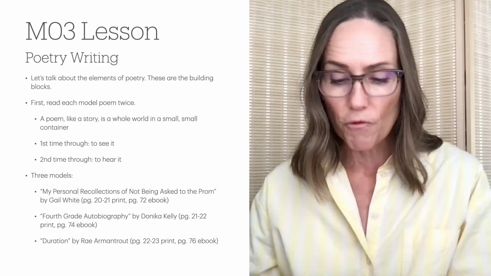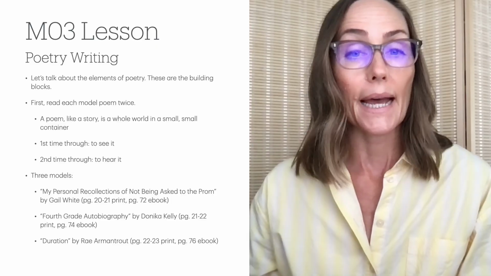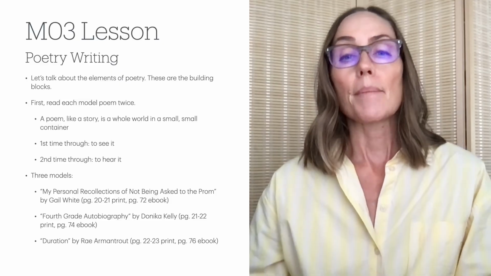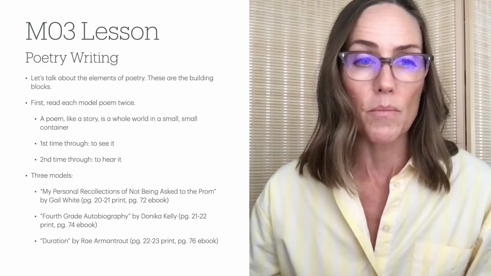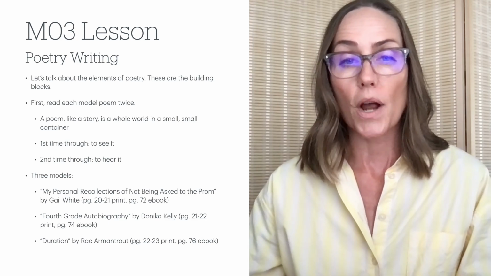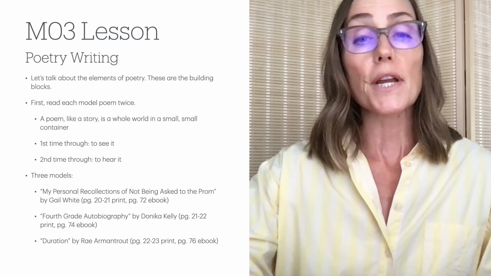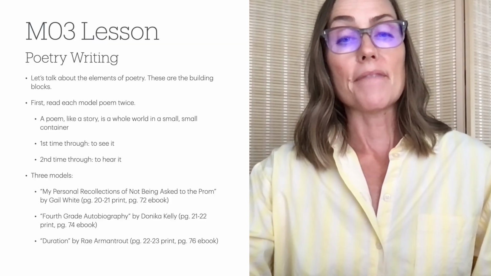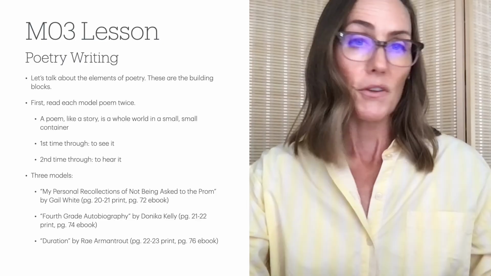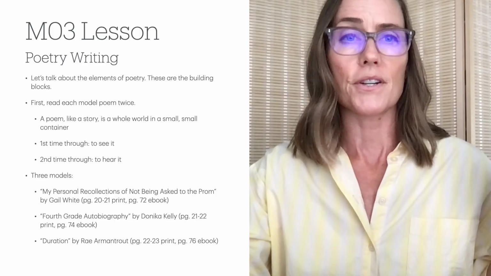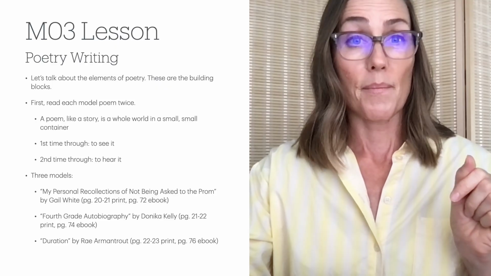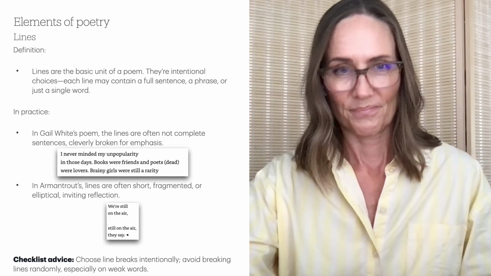And then I want you to read Fourth Grade Autobiography by Donica Kelly, and that is pages 21 and 22 in the print book, page 74, I think, in the ebook. And then I want you to read Duration by Ray Armantrout, and that is on pages 22 and 23 in the print, and that is page 76 in the ebook. So stop the video, go do that. Even if you've read it before, maybe go read it again now after what I said before about reading first to see it, then to hear it, and then come back.